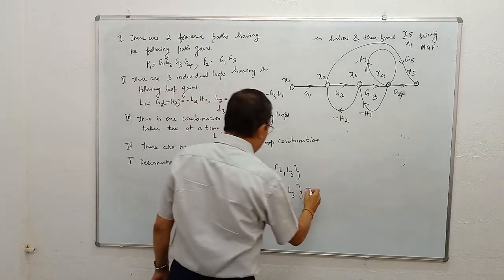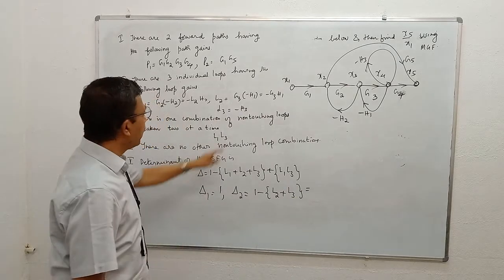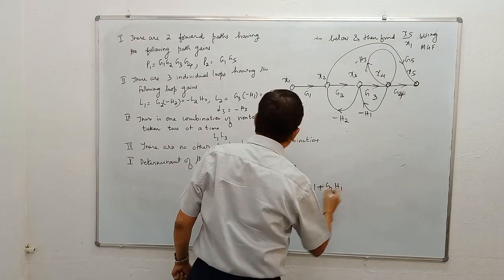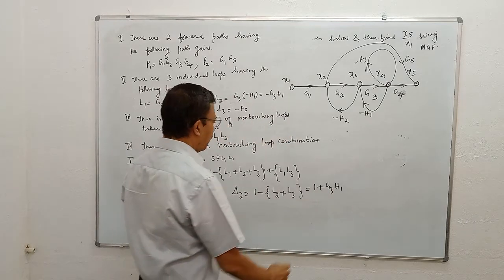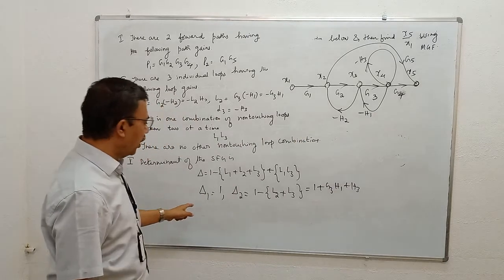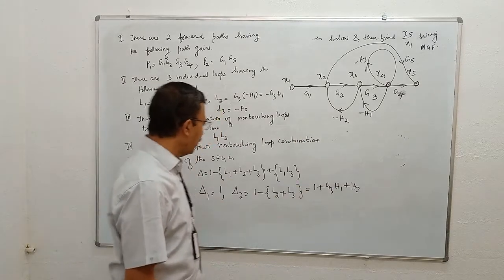So L2 and L3 values to substitute. L2 is minus G3H1, so it becomes 1 plus G3H1. And what is L3? Minus H3. So it becomes plus H3. Delta 1 is 1, delta 2 is 1 plus G3H1 plus H3.